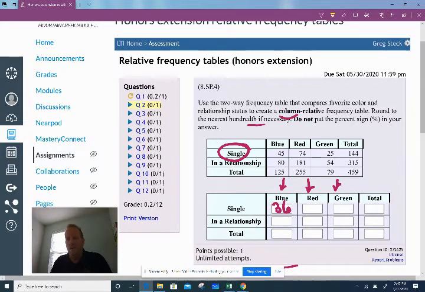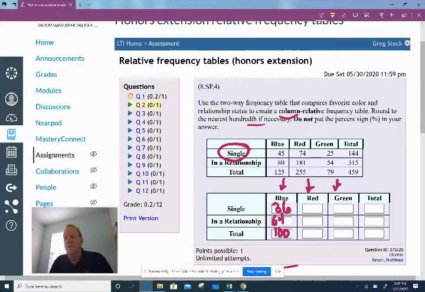So the next one, I need to find out how many in a relationship love blue. So I get 80 divided by 125 gives me 0.64. Well, if I add those up, they become 100. So 100% of the people who like blue are accounted for.